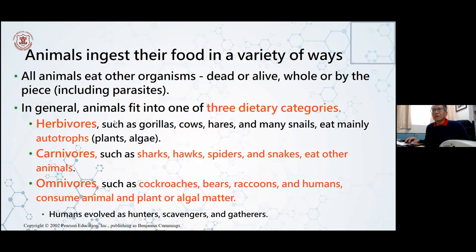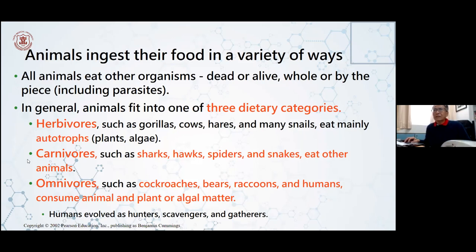Herbivores are animals that like to eat autotrophs. Autotroph means plants or algae. They can produce nutrients by themselves. Animals like gorillas, cows, hares, and many snails eat autotrophs, so they are called herbivores. They only eat autotrophs. So these animals are herbivores.